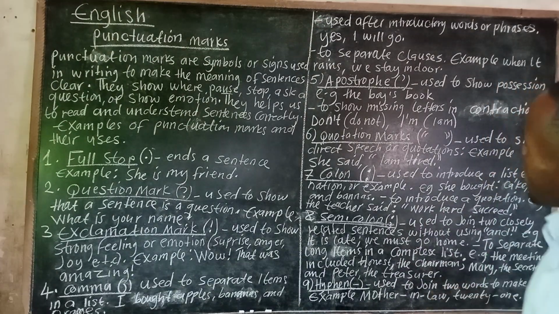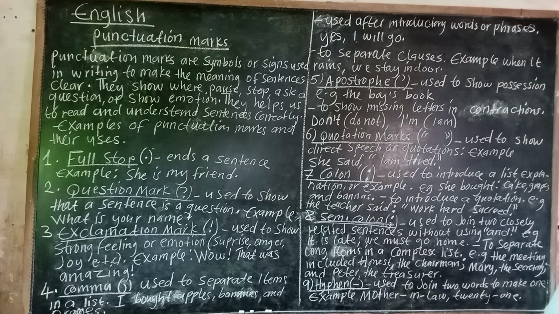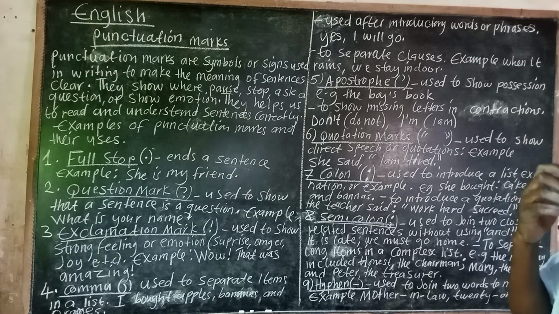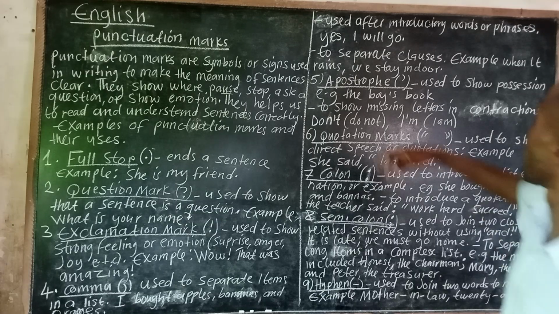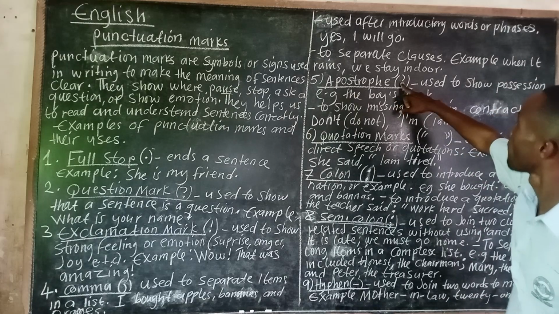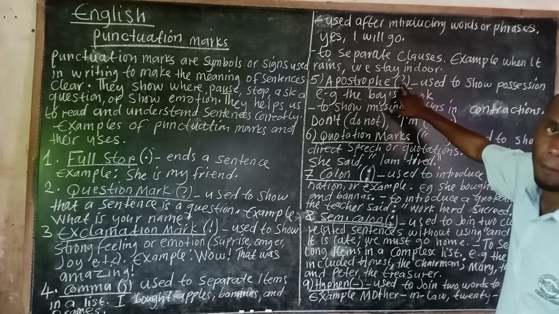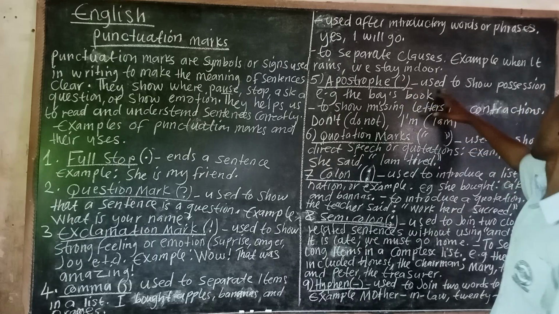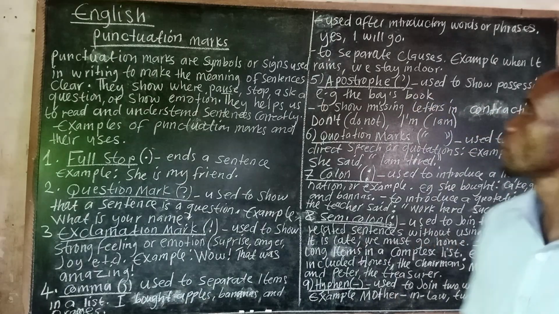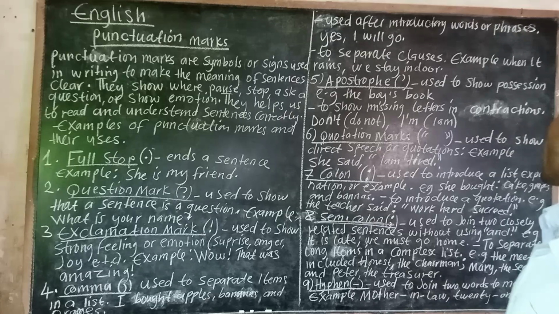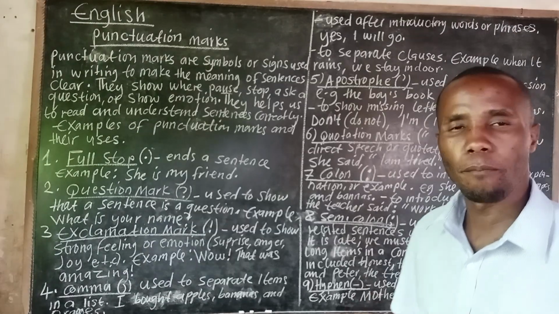Then the other punctuation mark is the apostrophe. So apostrophe, this is the one. This is the sign for apostrophe or symbol. This one is used to show possession, e.g. the boy's box. Okay? So you are showing the possession.